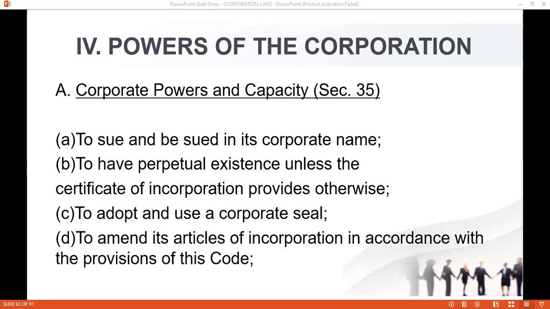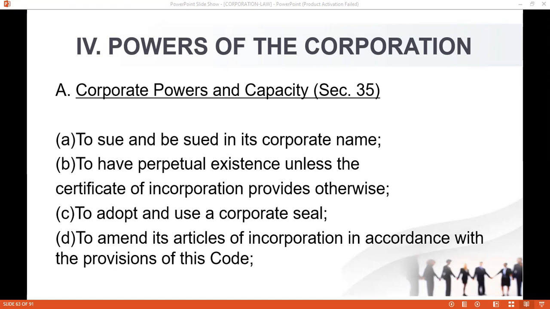So, by way of introduction, there are three kinds of powers of the corporation. One is express powers, meaning it is provided for by the Corporation Code and other laws, and it is also provided under the Articles of Incorporation or the Charter of the Corporation. So basically, kapag sinasabing express, meaning sinulat, sinabi, nakalagay sa batas. Okay?